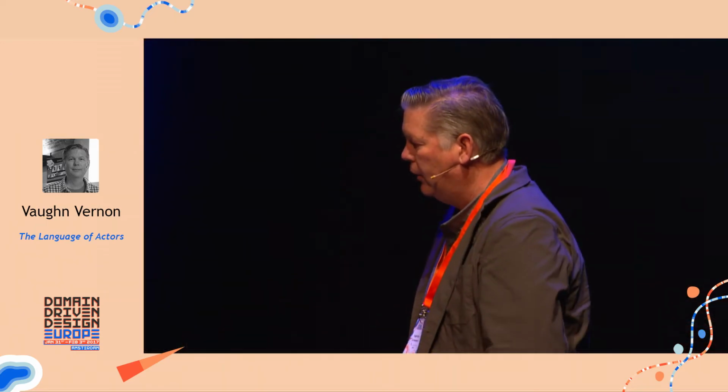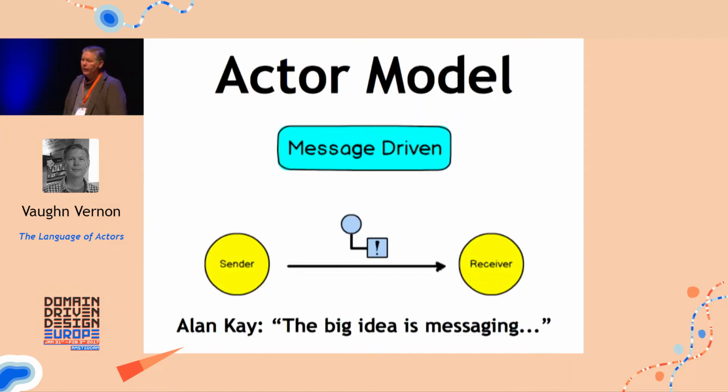So what can we do about this situation? Well, there's the actor model. The actor model is message-driven. And the actor model works by one actor, in this case, the sender, you could call this the client. The sender knows the address of the receiver, and therefore it can send a message to the receiver.